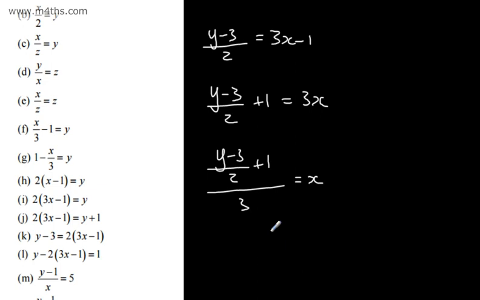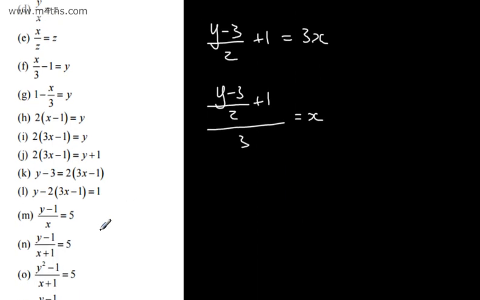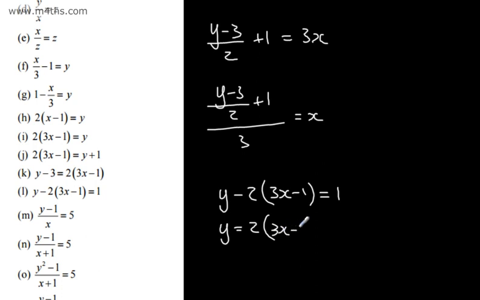You might even spot a link between some of these and just simply make a substitution. We'll leave this one here because this is just very similar. Right. Y minus 2 lots of 3x minus 1 is equal to 1. I'm going to add this expression to both sides. So y is going to be 2 lots of 3x minus 1 plus 1. I'm going to subtract the 1 from both sides. Y minus 1 is equal to 2 lots of 3x minus 1.